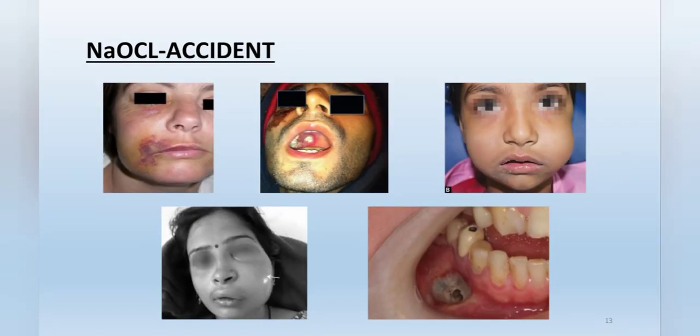Now, sodium hypochlorite accident. In case of accidental exposure of sodium hypochlorite to oral tissue, or in case sodium hypochlorite goes beyond the apex accidentally into the periapical region, these types of serious conditions may happen: redness, swelling, necrosis, ulceration, and mild to moderate to severe pain the patient can experience from this condition.